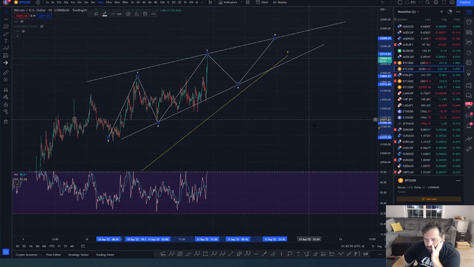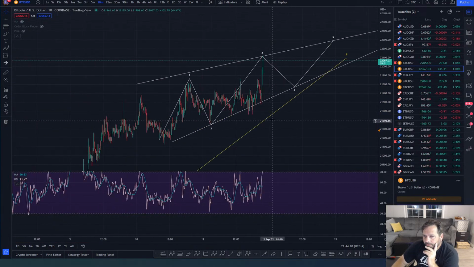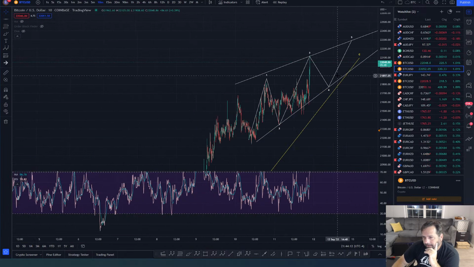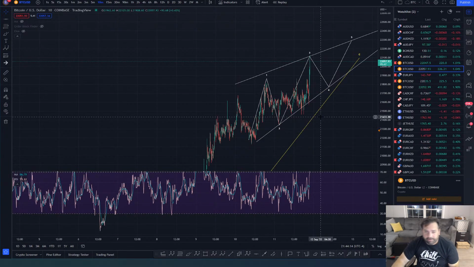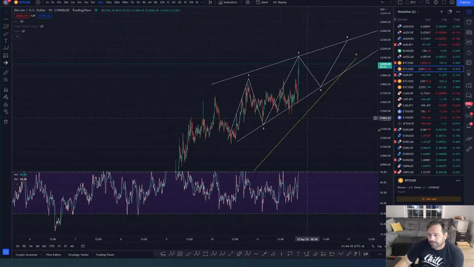It's just so stinking 3-wave-ish. So yeah, I'd be looking for a move back, and this is probably diagonal out, finishing this up, because I can't see a wave 4 in here.